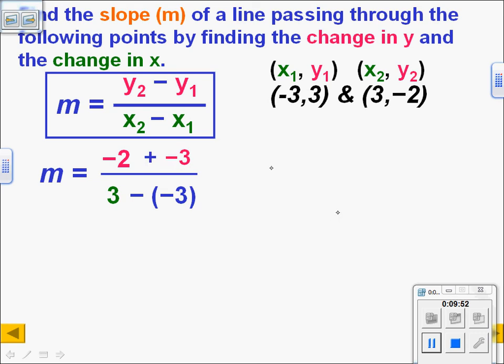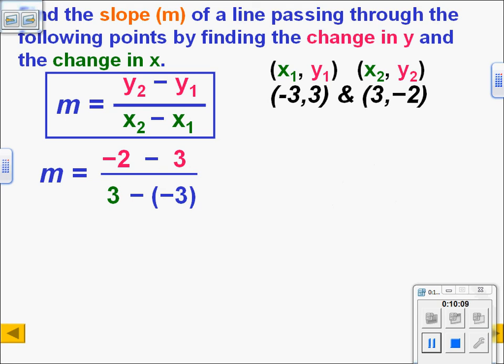Or you might say, well, if I do +3 minus -3, it becomes 3 plus 3. So that tells you the horizontal change is going to be 6. Now you'll notice the top went from -2 minus 3 to -2 plus -3.